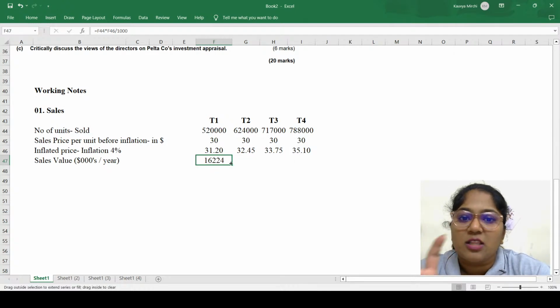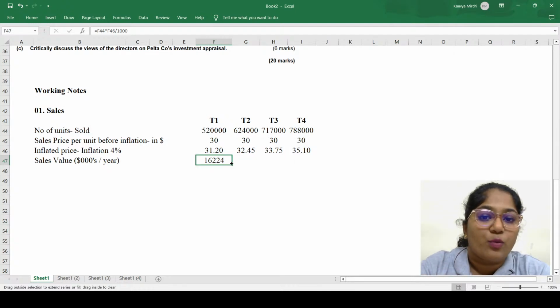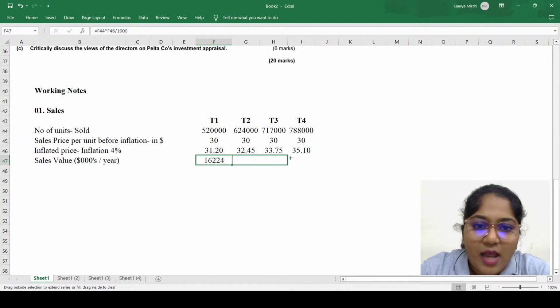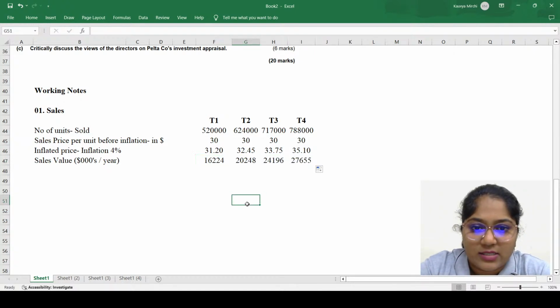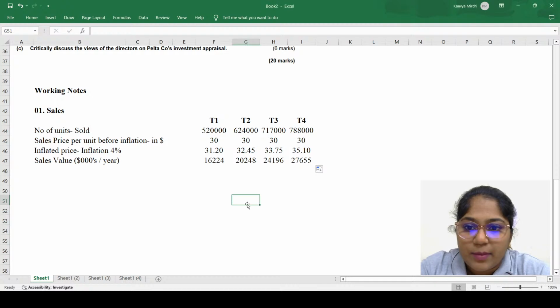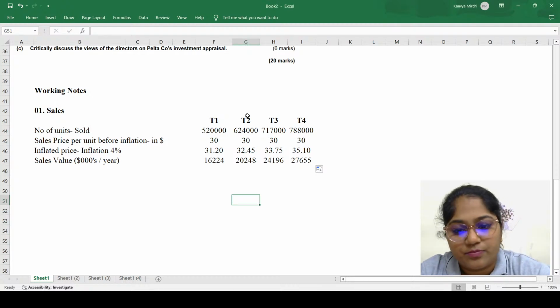So that means it is 16,224,000. Okay. And I drag it across everywhere. This is how my answer comes. Getting it, people, this is my sales value. One relevant cash flow I got to know. Very simple.